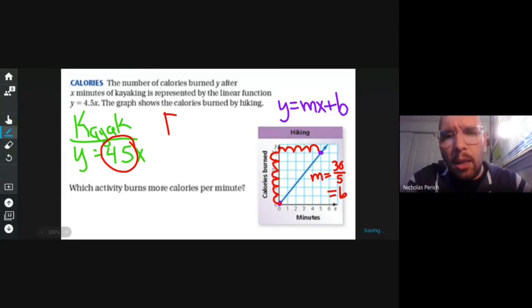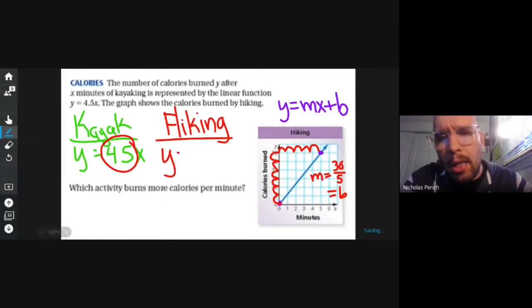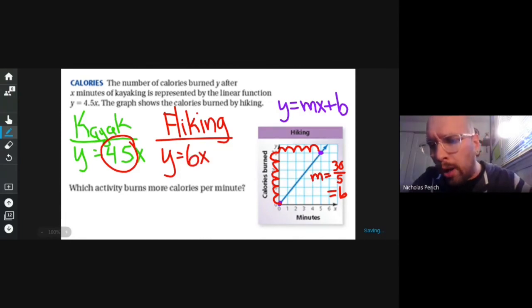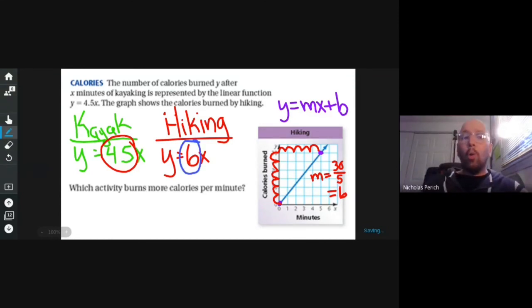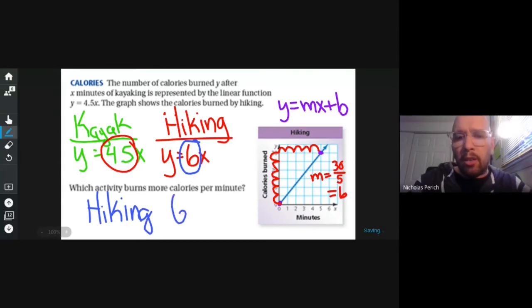So hiking is y equals 6x. What's my y-intercept? 0! So my hiking gives me a rate of 6. So which activity burns more calories per minute? Hiking does. And it does so by 6 calories per minute.